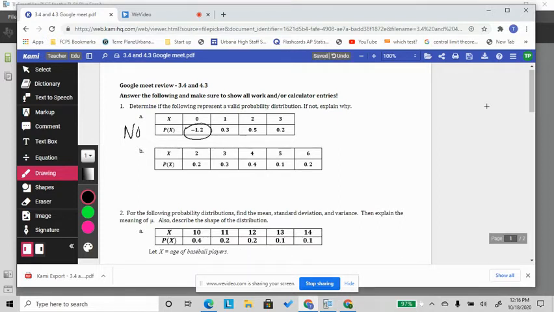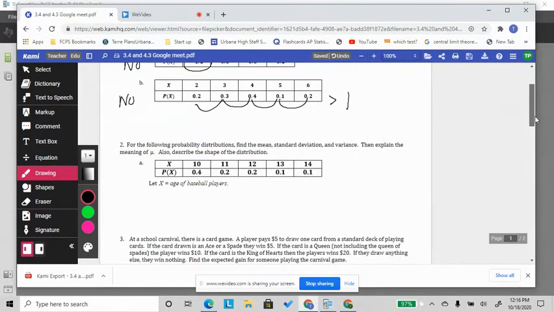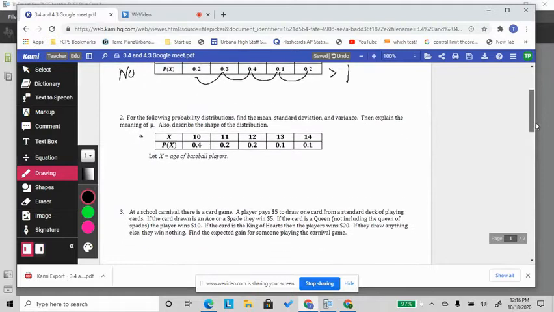B, if you add it up, it goes over 1, so it's greater than 1. So that is also no, it is not a probability distribution. A probability distribution is just kind of an organization of our table of values, our outcomes and our probabilities. So you can't have a probability over 100%.